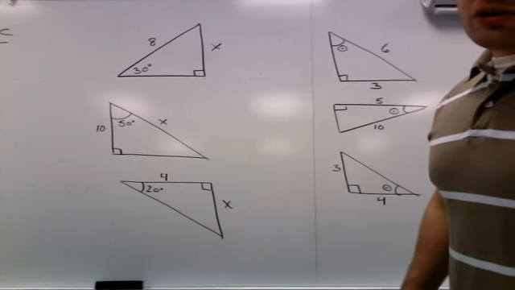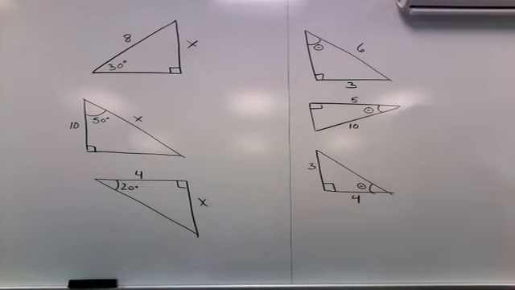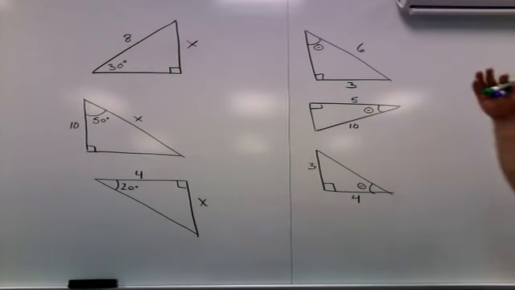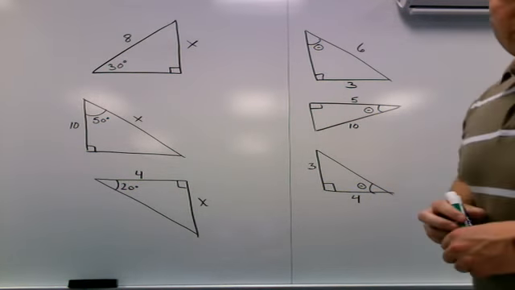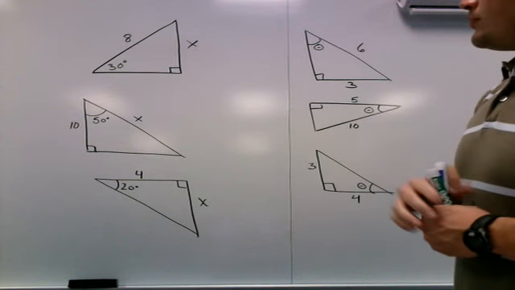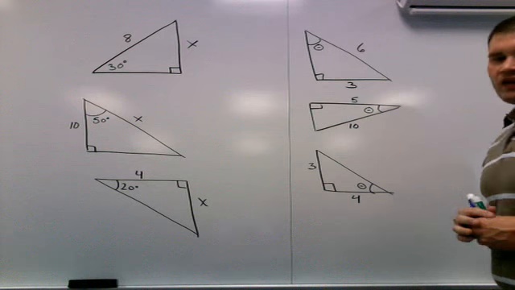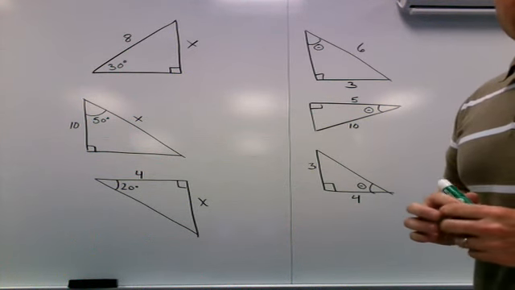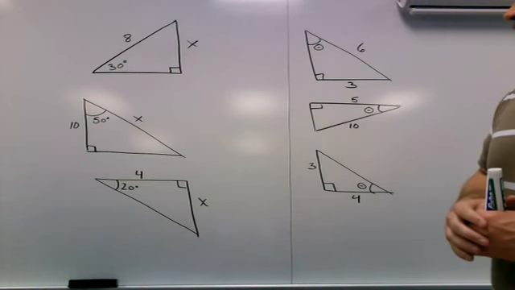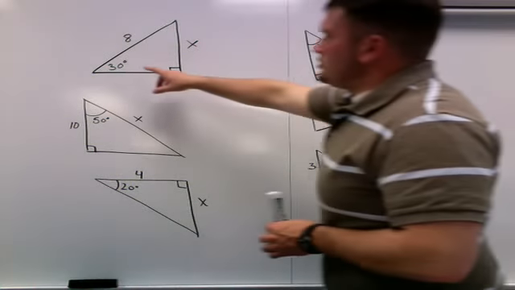If you notice, all 6 triangles I have on the board are all right triangles, so we can use SOHCAHTOA for these triangles. On the ones on the left, we're going to find side lengths, we're going to find x. The ones on the right, we're going to find theta, which are angle measures. In this first triangle, we know this angle is 30.